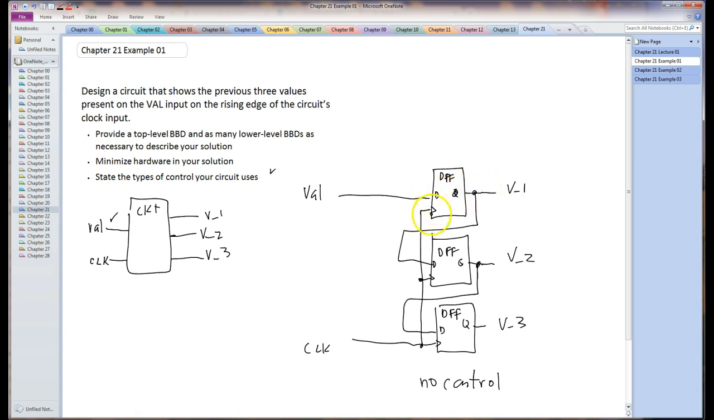The issue is when this clock edge comes along, it latches the input data into this flip-flop at the same time as this flip-flop latches the first flip-flop's old data. At the same time, this third flip-flop latches the middle flip-flop's data. Interesting little circuit here.